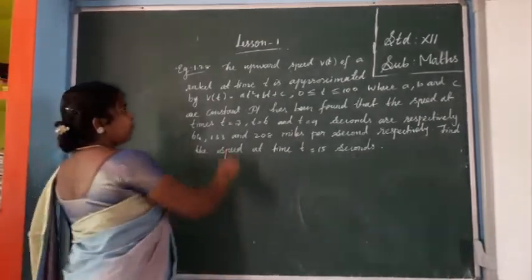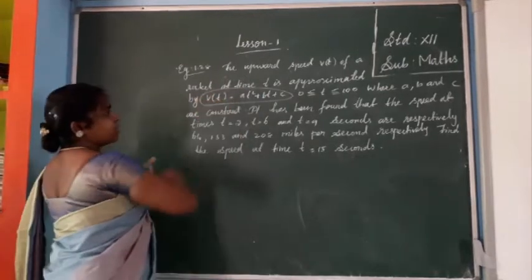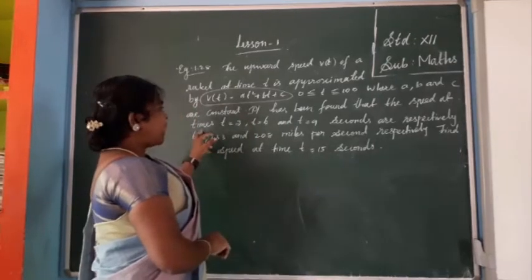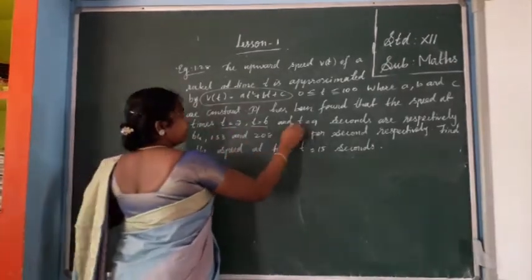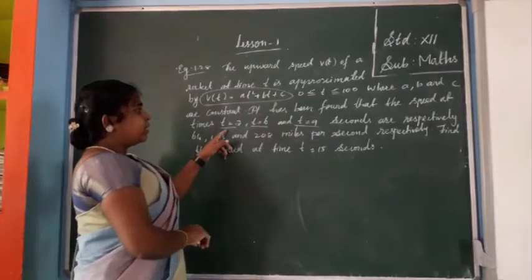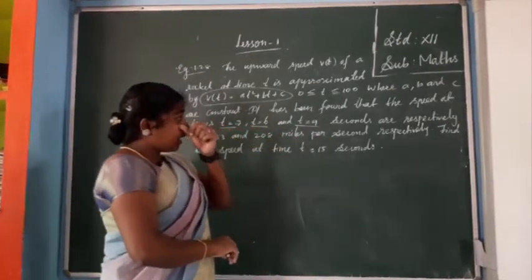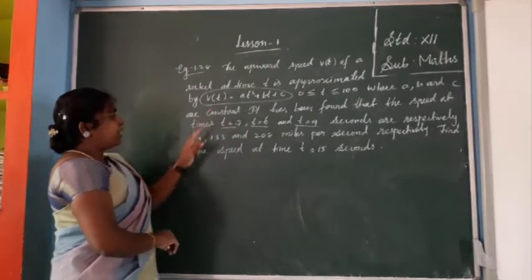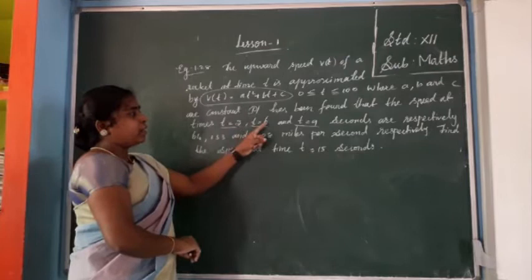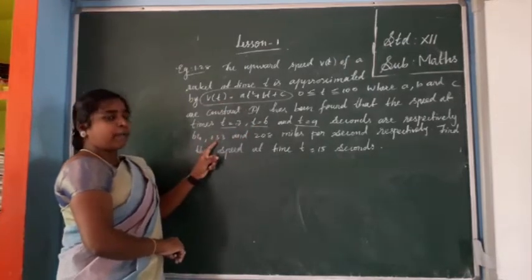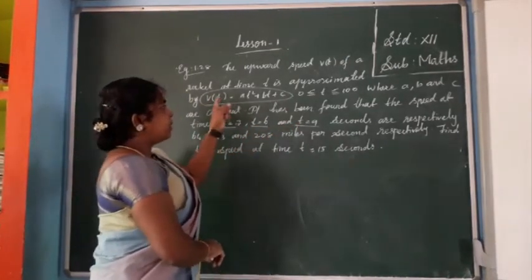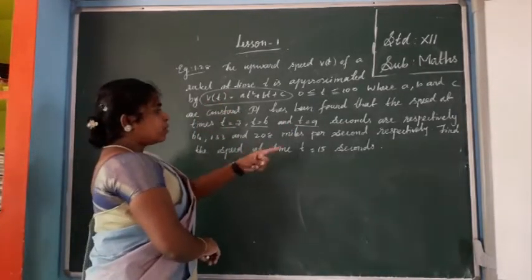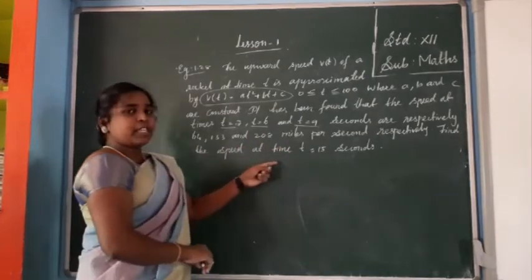The upward speed v of t is given in general form, okay, a general equation. Then a, b, c are constants. It has been found that the speed at times t equal to 3, t equal to 6 and t equal to 9 is given. Then when t equal to 3, we get v of 3 equal to 64. When t equal to 6, v of 6 equal to 133. When t equal to 9, v of 9 equal to 208. So our question is to find the speed at time t equal to 15.